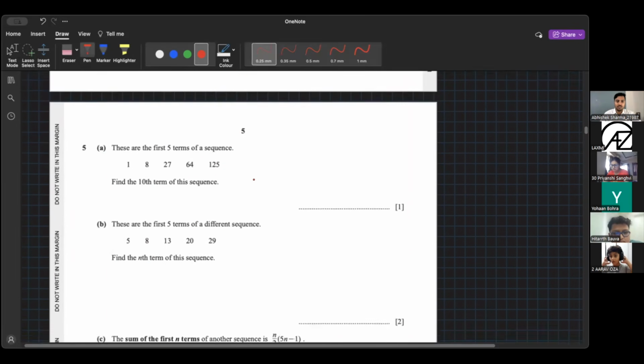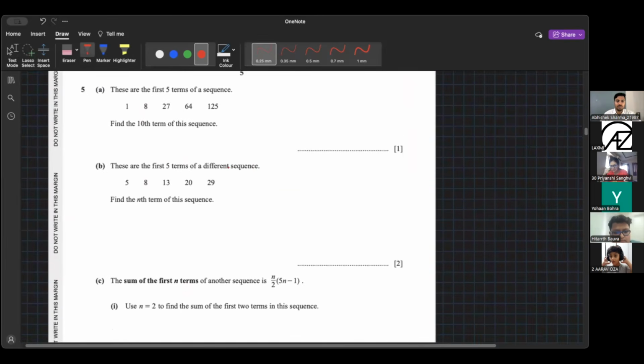Perfect. So B is also done. Let's move on to question number 5 now. It says these are the first 5 terms of the sequence. Find the 10th term. Now we can clearly see that the first term is 1, second is 8.